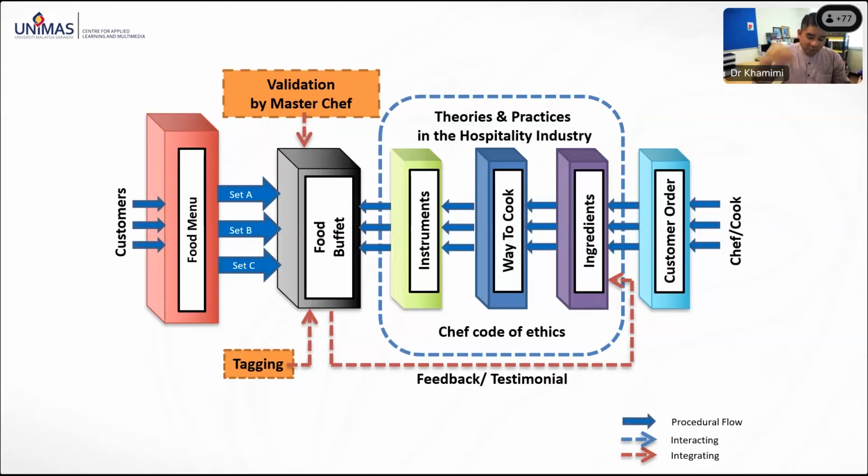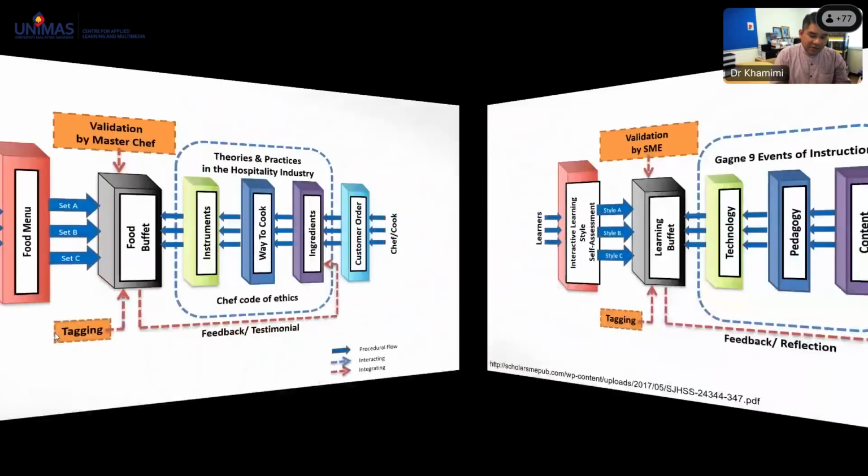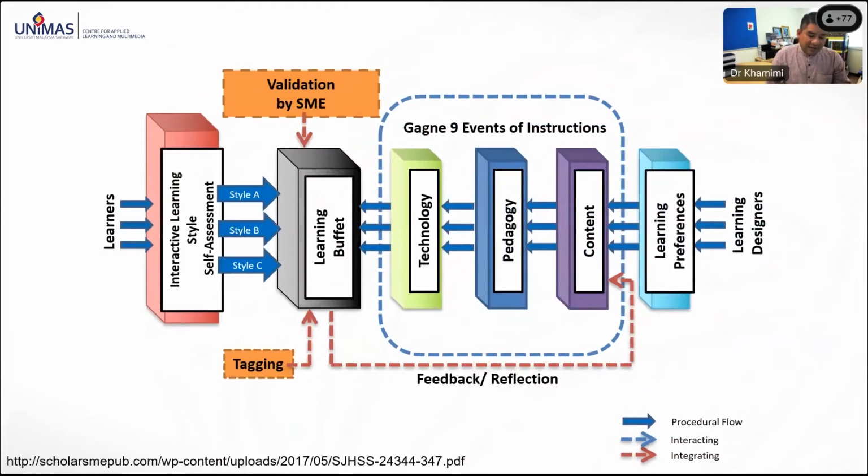Why not we just put tagging here, mutton curry? Then people will not ask again. Right now, you don't put any tagging, then people will ask the same question again and again, and you will get fed up because of that question. Okay, and then the feedback from the customers and the testimonial will improve the ingredient, way to cook and instrument from time to time. Now, in our educational settings, okay, same.